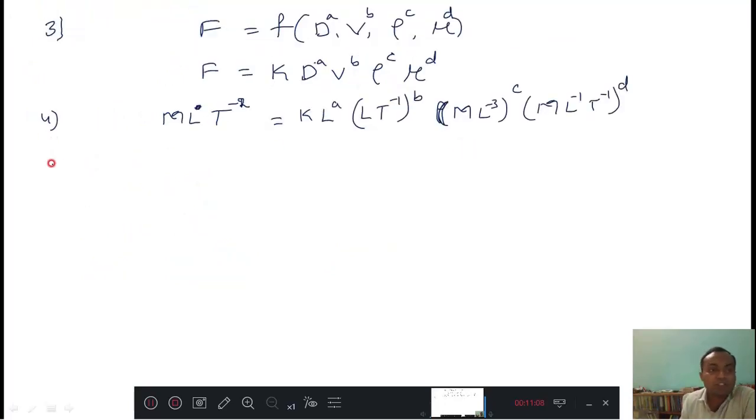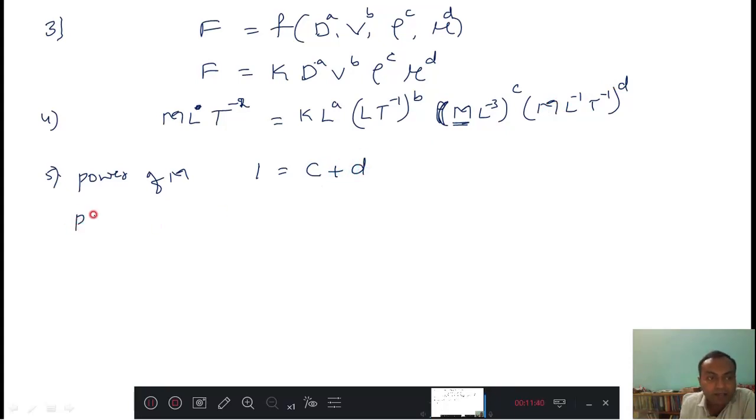Now I need to equate the powers. Powers means what? First, the power of m. The power of m on the LHS is 1, and on the RHS, m to the power c comes from the bracket, and m to the power d. Therefore, 1 = c + d.